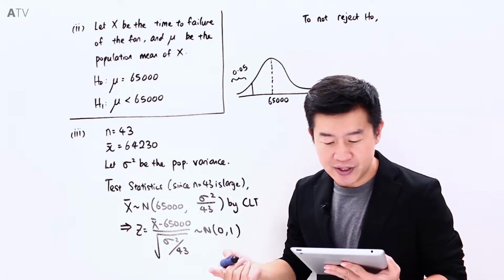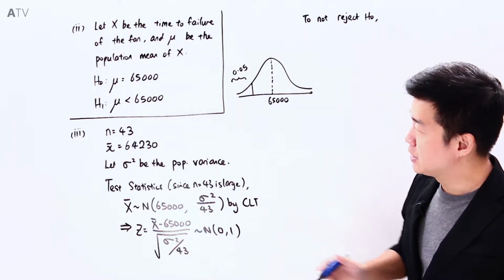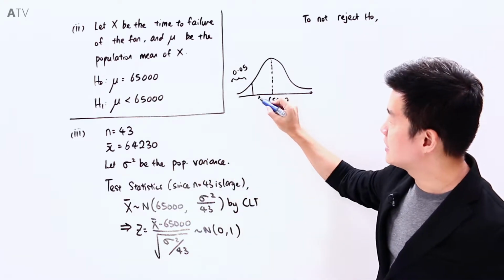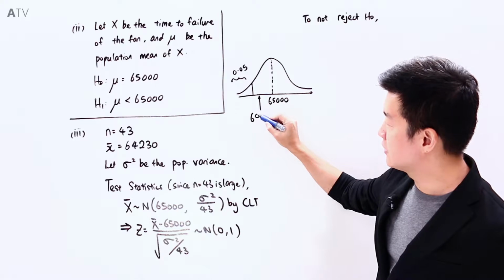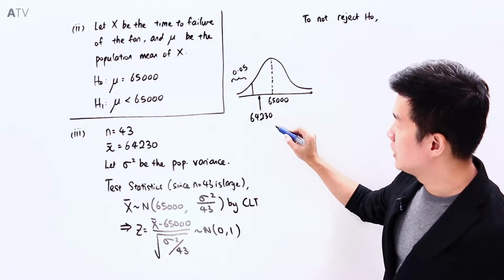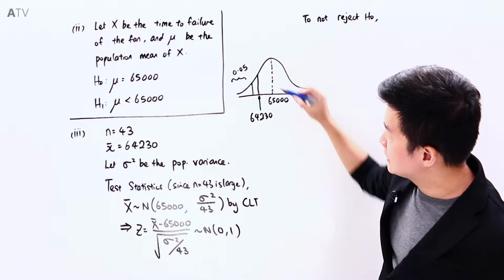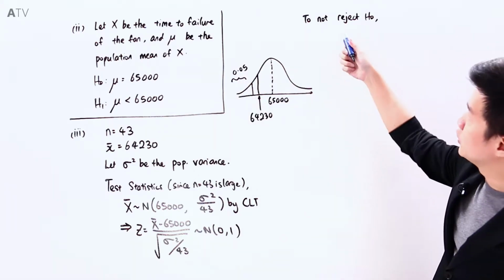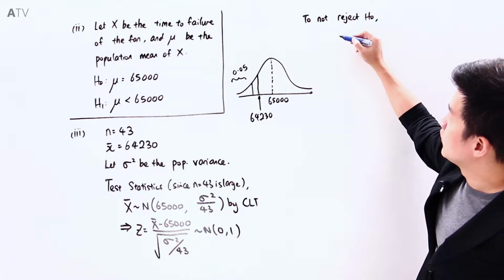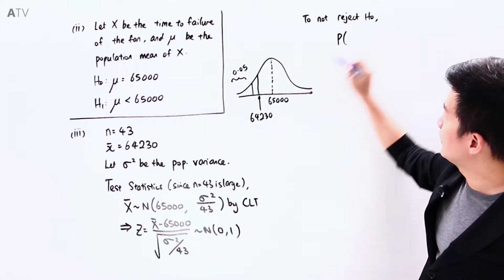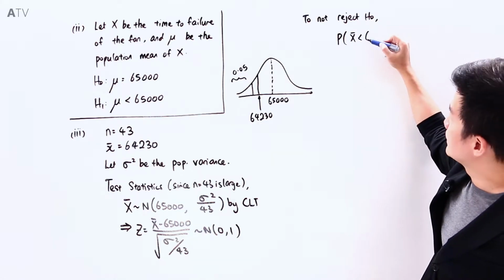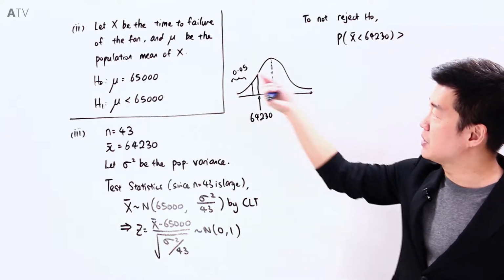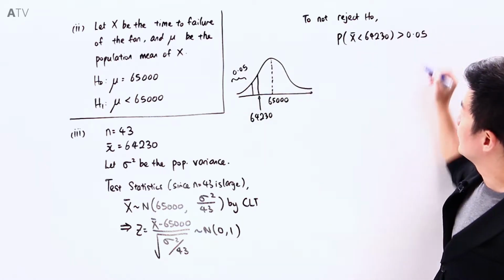And since there is no reason to reject the null hypothesis, we know that the sample mean has to fall outside the critical region. That means the sample mean is going to be somewhere here, 64230, which means that the area that is on the left hand side of the sample mean has to be bigger than 0.05. So to not reject H0, we are looking at a case where the area on the left hand side, so less than 64230, is going to be an area that is bigger than 0.05.